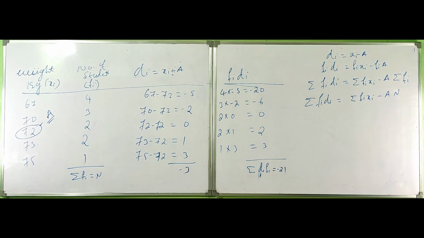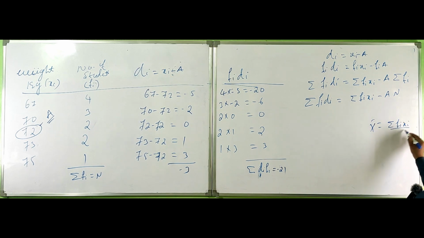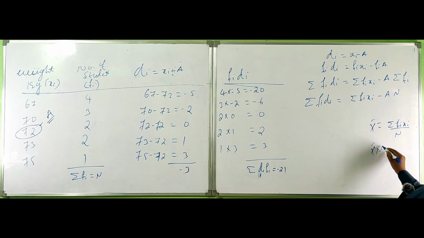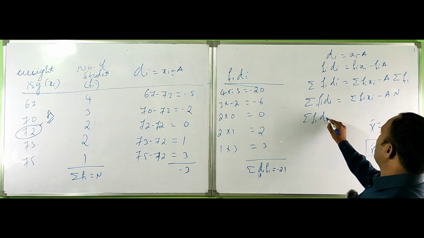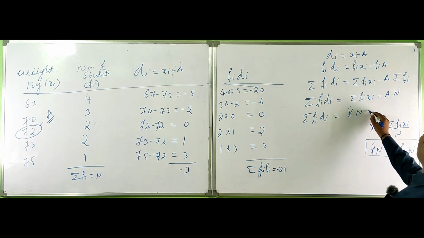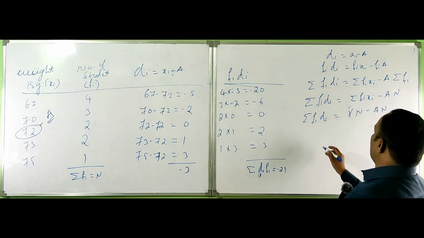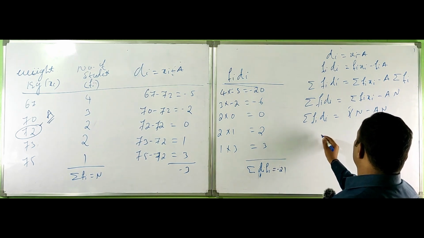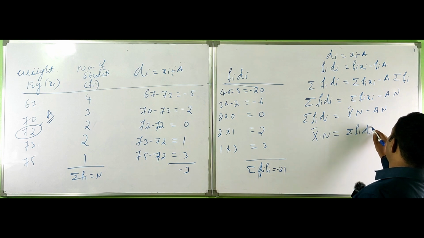Summation of f_i is equal to n. We have the result x bar is equal to summation of f_i x_i by n, so x bar into n is summation of f_i x_i. So summation of f_i d_i is equal to x bar into n minus a into n. Here n is common, so I can write x bar into n is equal to summation of f_i d_i plus a.